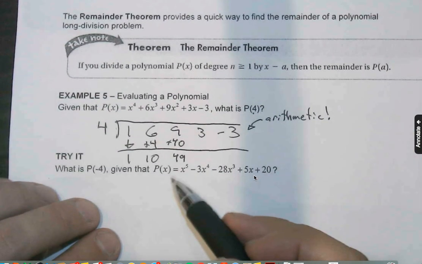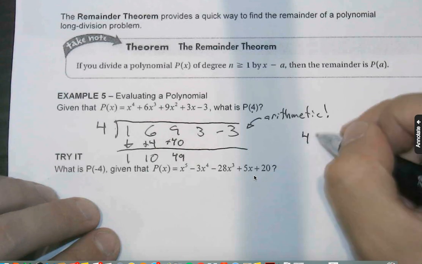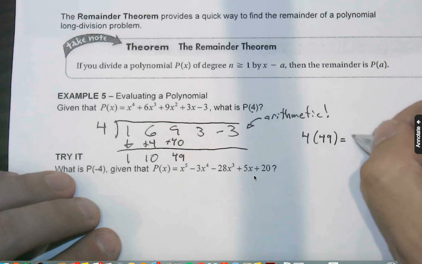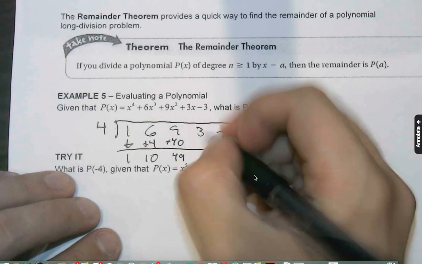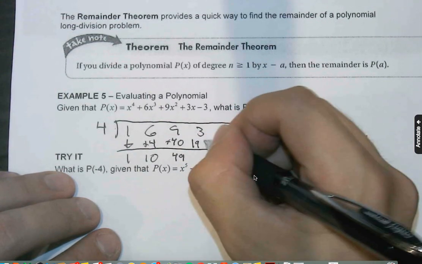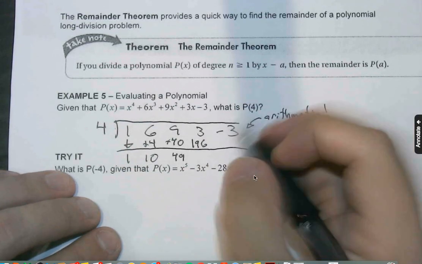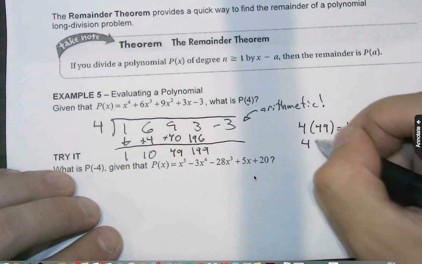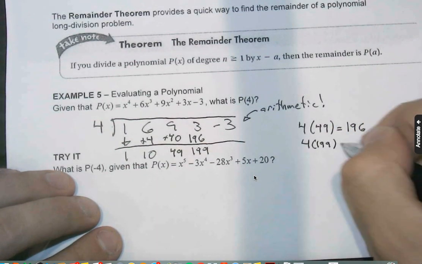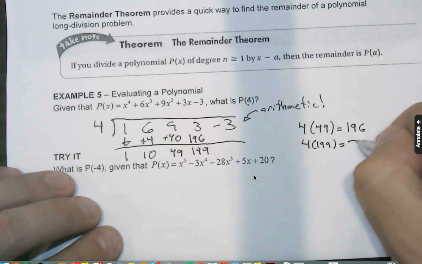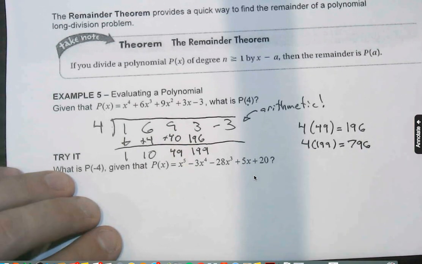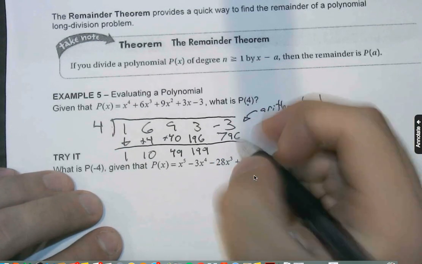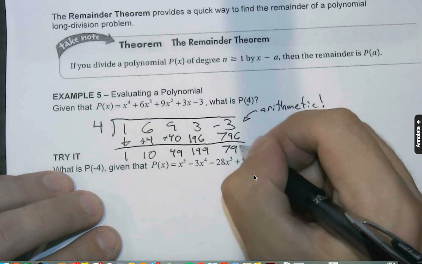Getting a little big with the arithmetic here now. So 4 multiplying with 49 gets us a whopping 196. Adding this on gets us to 199. 4 times 199 is going to be 4 less than 800, so 796. And if we take this further, 796, but taking away that 3, 793.